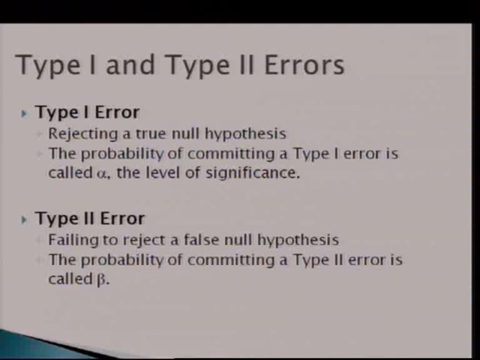Rejecting a true null hypothesis is the type 1 error. When the null hypothesis is itself true, but we are rejecting it, that means we are committing some type 1 error. The probability of committing type 1 error is called alpha, which is known as the level of significance. Now the type 2 error is failing to reject a false null hypothesis. If the null hypothesis is false, but we are not rejecting it, this is the type 2 error and is called beta.